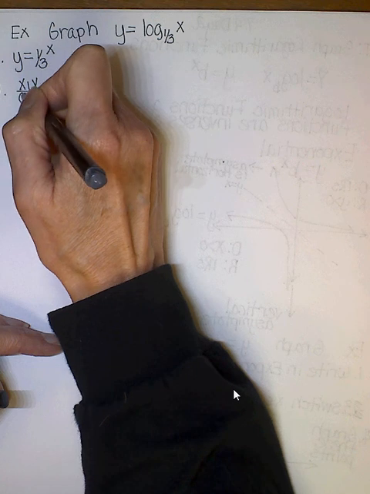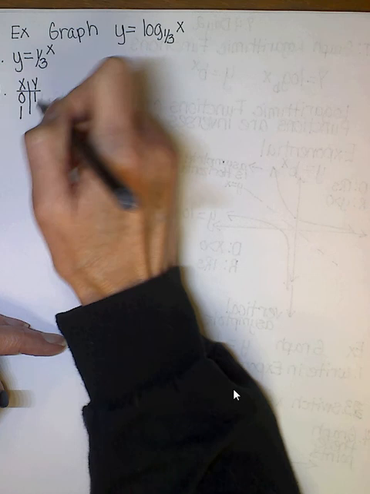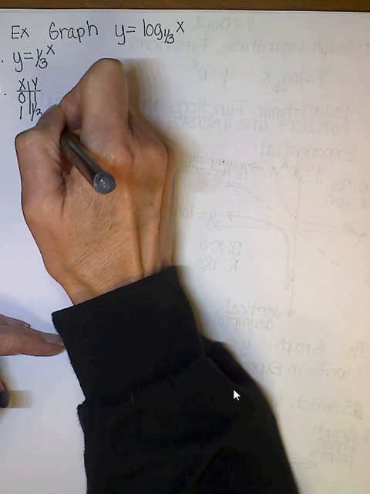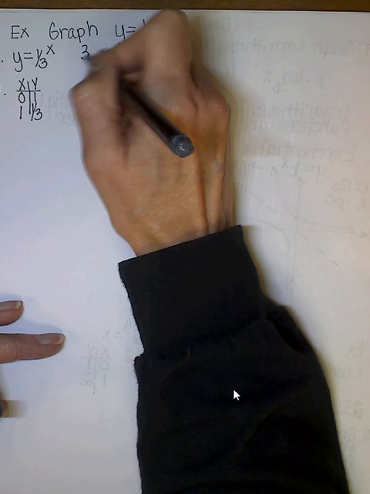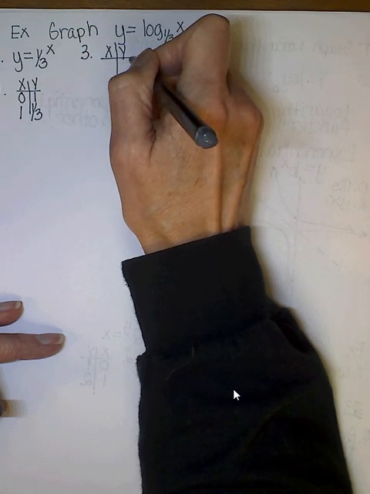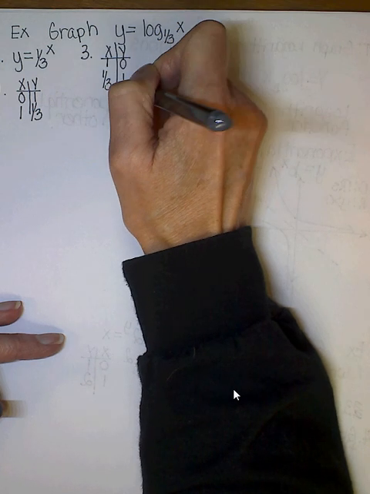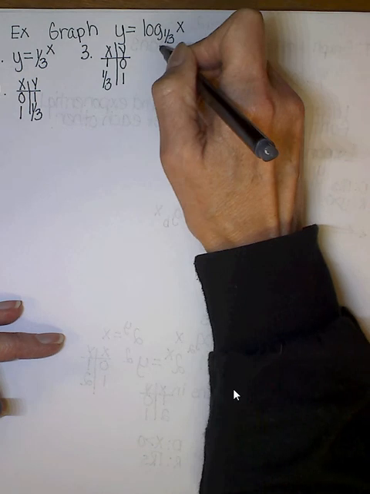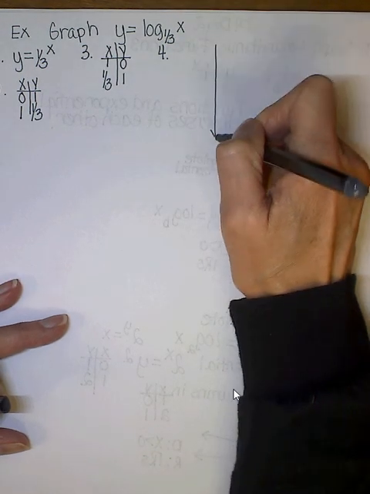So we'll always plug in 0 and 1. Anything to the 0 power is 1, and that would be 1/3. Then we're going to switch x and y, because that's what happens with inverse functions. After we switch x and y, we're ready to graph. Then you're going to plot those points.